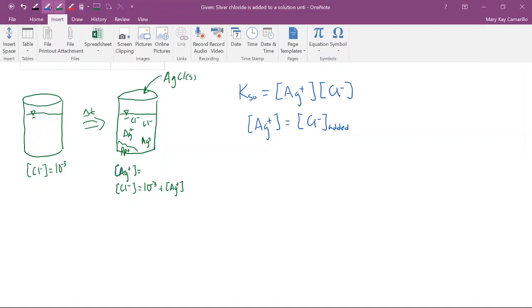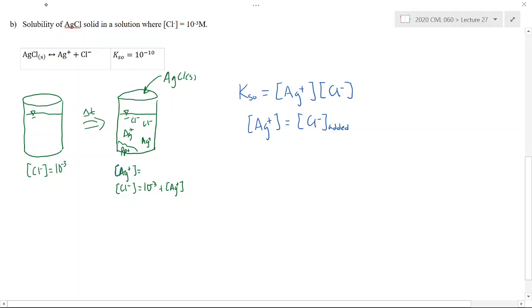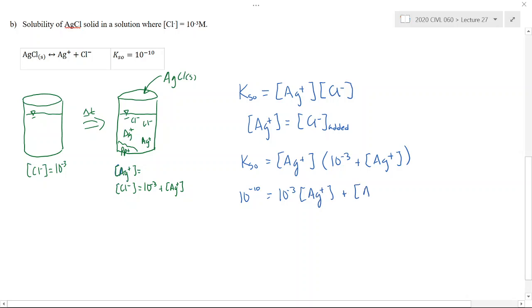And so in our final solution, what we're going to have is Ksp is equal to silver times the quantity 10 to the minus 3 plus the silver. We can replace this with 10 to the minus 10, and then this is 10 to the minus 3 times silver plus silver squared. And so we can solve this as a quadratic equation.